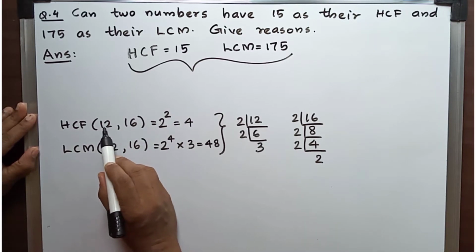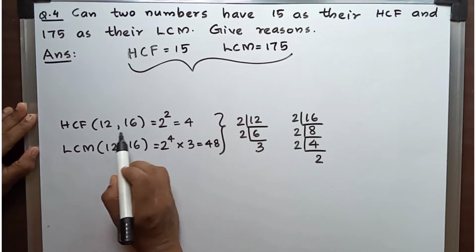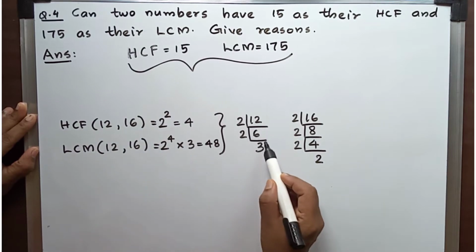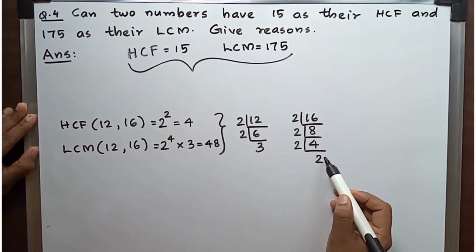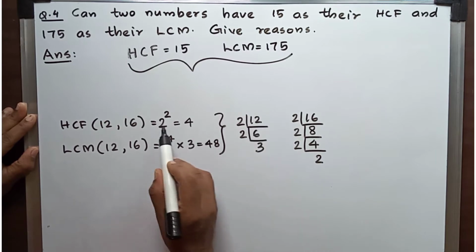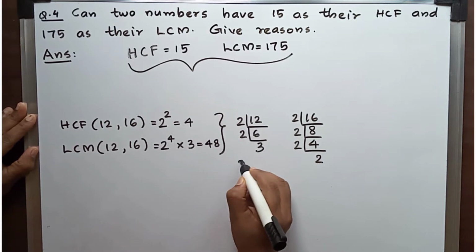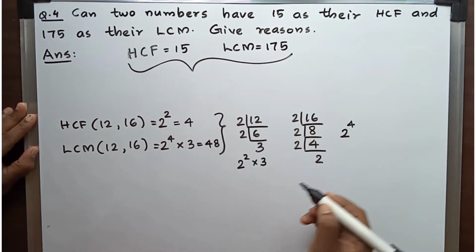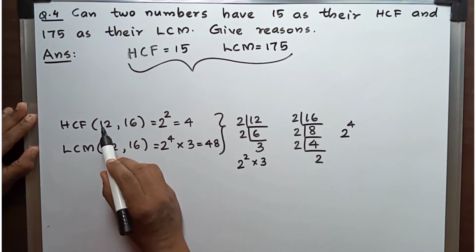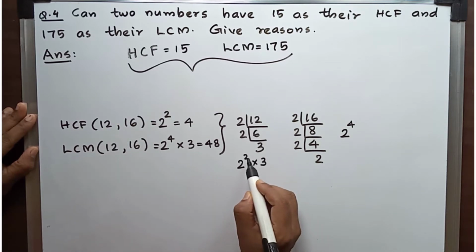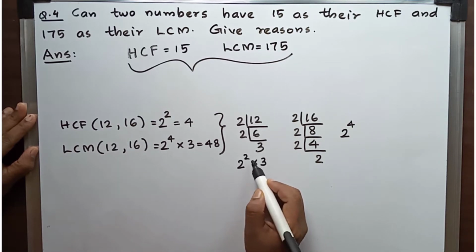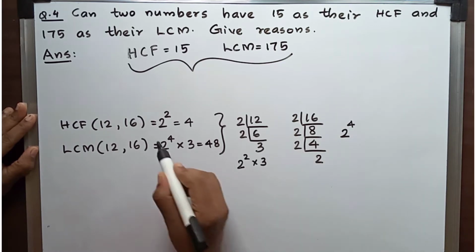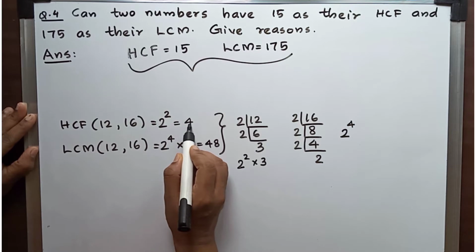I have chosen 12 and 16 as the given numbers. The HCF of 12 and 16. See, 12 is factorized here, 16 is factorized here. 12 means 2 square into 3, right? 2 square into 3. And 16 means 2 raised to 4. So, HCF, highest common factor, is 2 square. See, 2 square is coming here and here. So, 2 square is the HCF and that is 4.